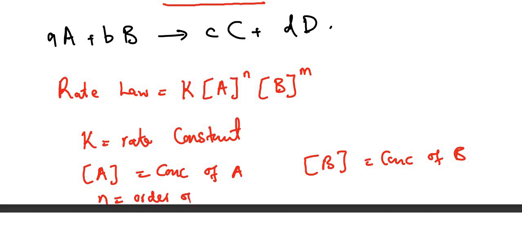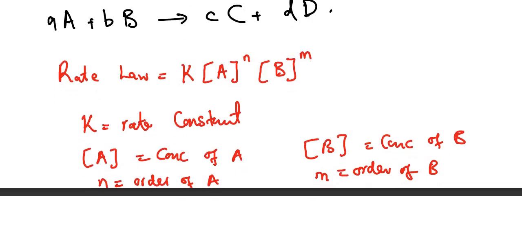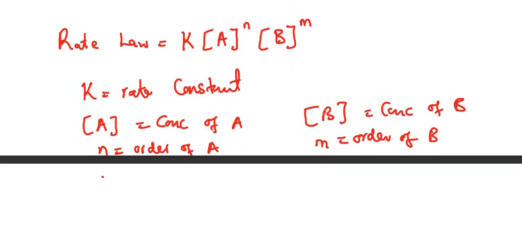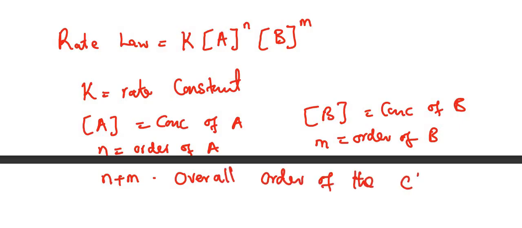And the n and the m: n is going to be called the order of A, and then small letter m, the power of B, is going to be called the order of B. And when you add small letter n and small letter m, they will give you the overall order of the chemical reaction.